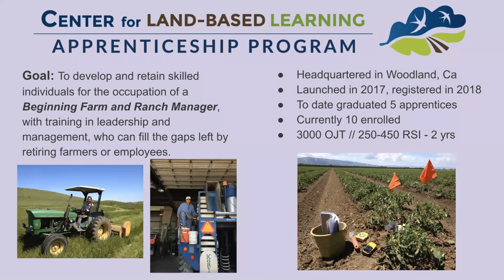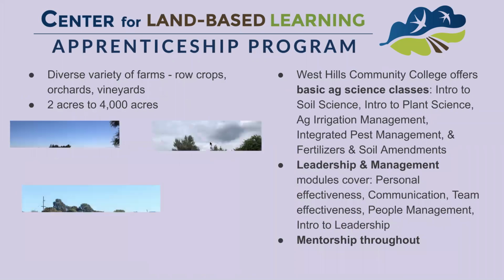And apprentices have to complete 3,000 hours of on-the-job training with us and a minimum of 250 hours of related supplemental instruction, like Angie explained. We're going to expand that to 450 hours here in the next year or so. And ours is a 2-year program, so 24 months.